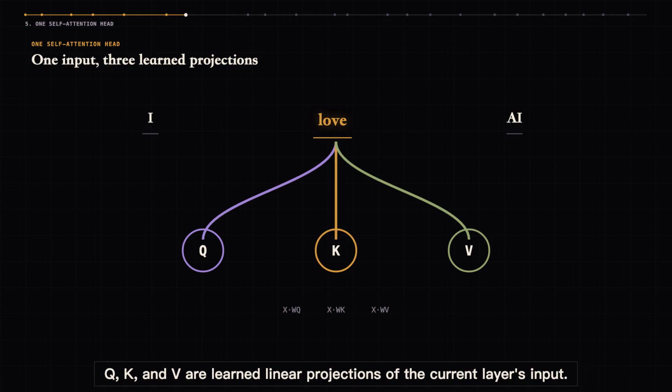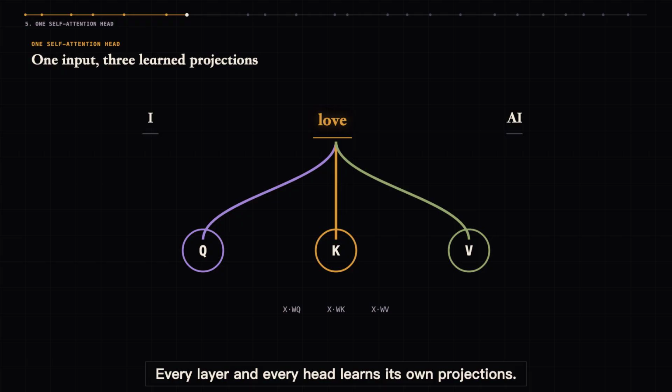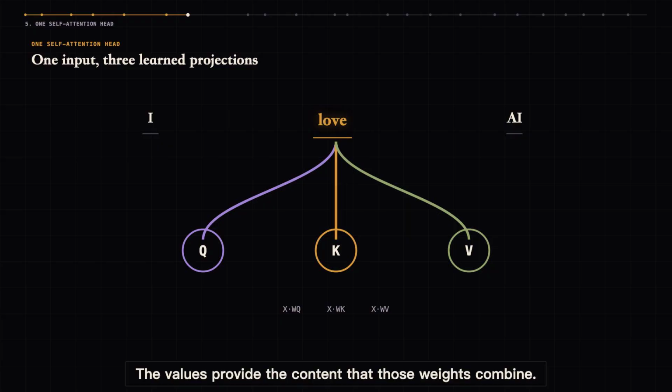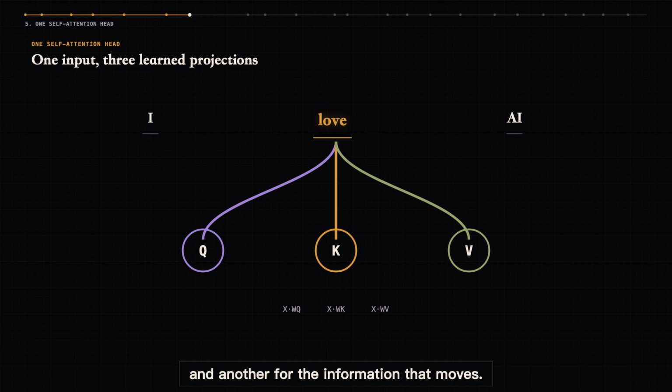Q, K, and V are learned linear projections of the current layer's input. Every layer and every head learns its own projections. The query and key decide the weights. The values provide the content that those weights combine. Keeping these roles separate lets the model learn one representation for matching and another for the information that moves.